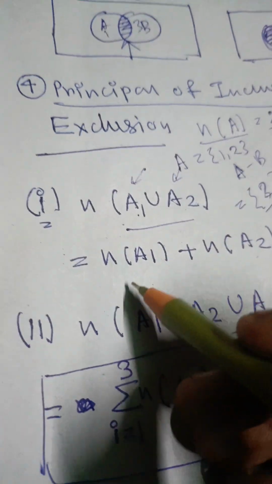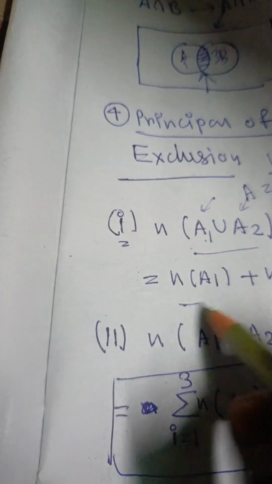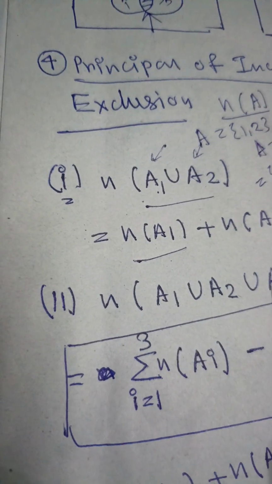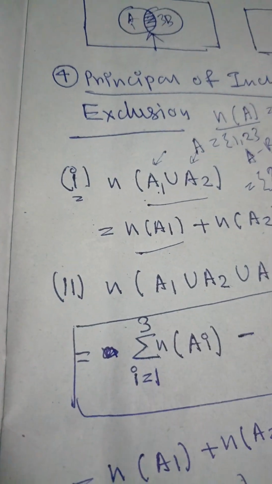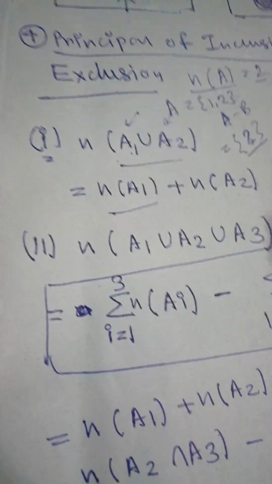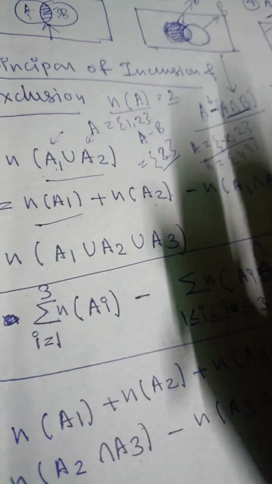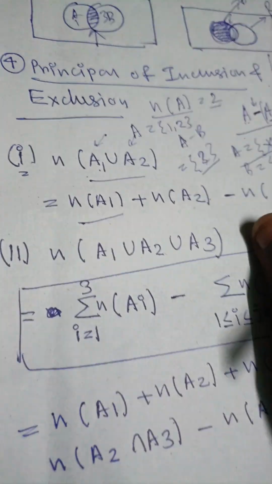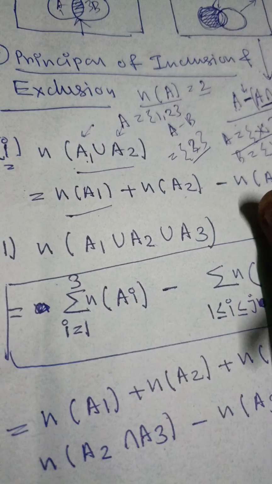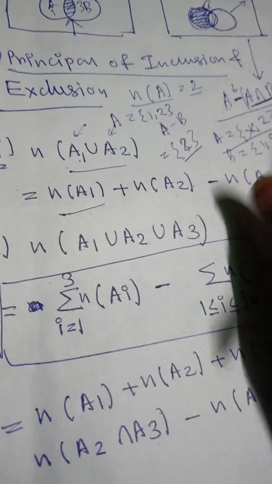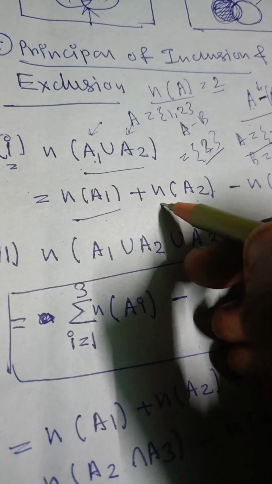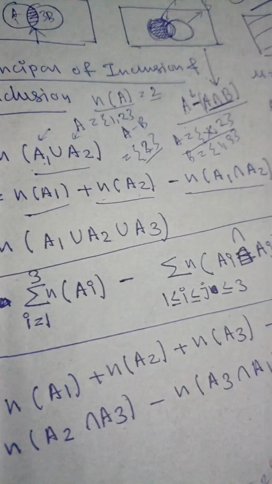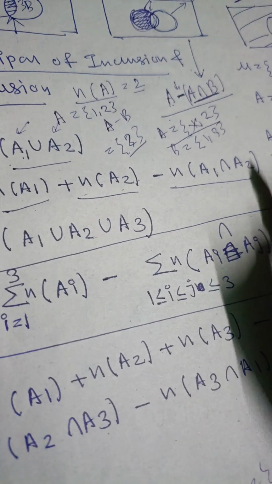So the formula is the number of elements present in A1. It will be given in the question, don't worry about it. We are not solving the word problem, it's just the prerequisite of it. If you don't understand it, don't worry. The word problems are really easy, but this can come in the short question, that's why I am telling this. Then there is the number of elements in A2, then we subtract the intersection of A1 and A2.